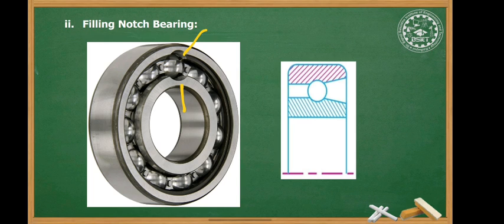The notches do not extend to the bottom of the raceway, and therefore the balls inserted through the notches must be forced in the position. So such type of bearings are used in applications with heavy radial loads or a combination of radial and thrust loads where the radial load is predominant.